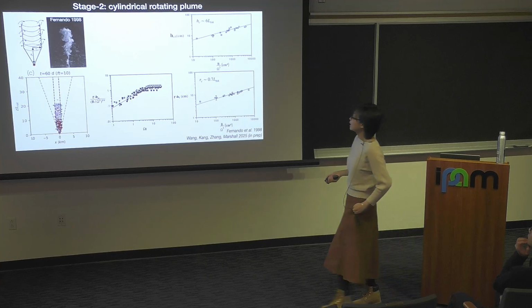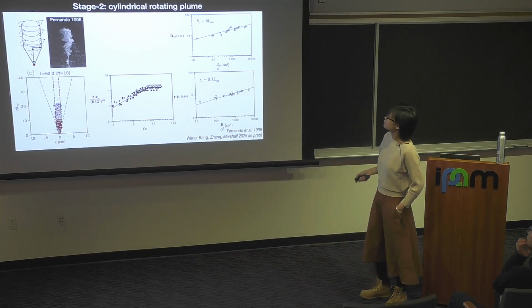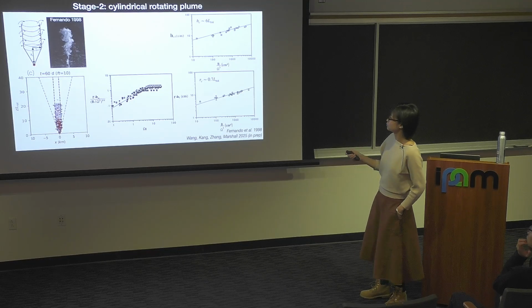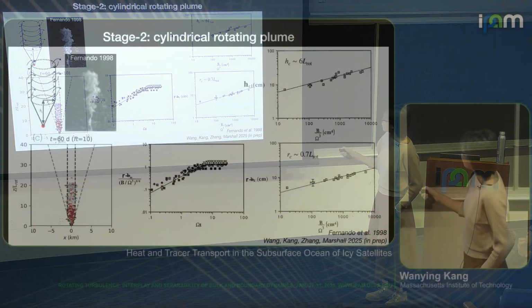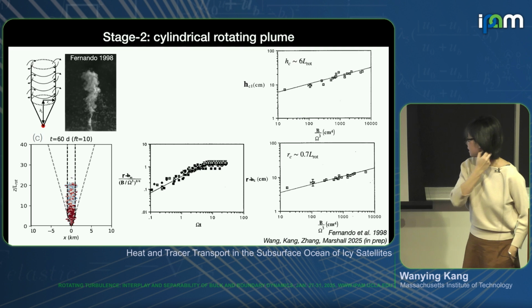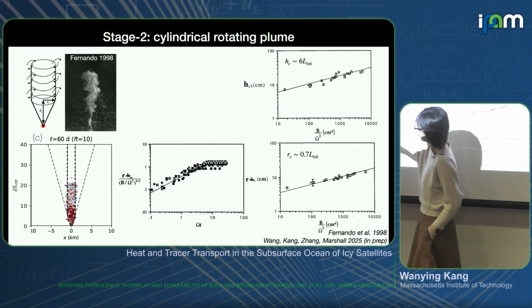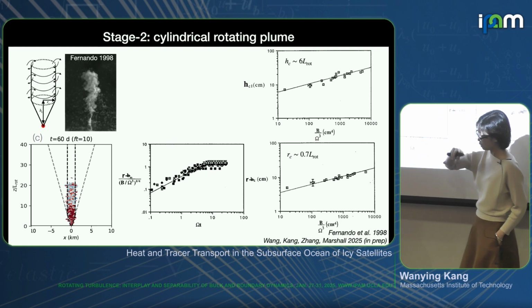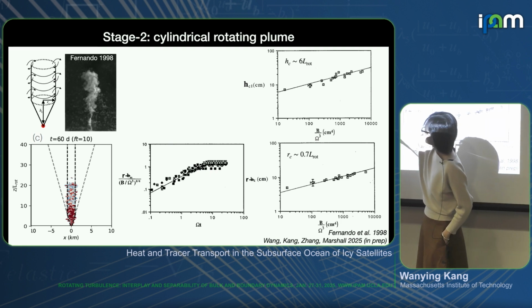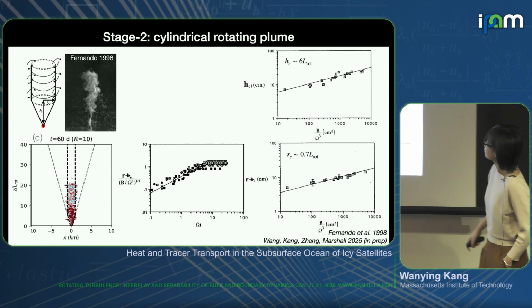Okay, so then stage number 2 is the cylindrical rotating plume stage. On the right, we show this measurement by Fernando et al. in 1998 in his lab, and you can see that the radius of this plume, according to his observation, initially increases with time and then stabilizes. It doesn't change anymore after a while.